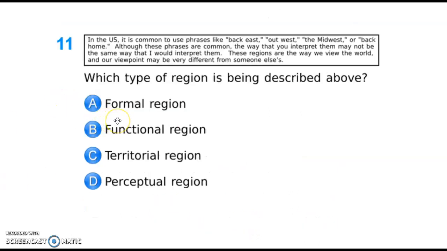Your next question, in the U.S. it is common to use phrases like back east, out west, the Midwest, or back home. All of these phrases are common. The way that you interpret them may not be the same way that I would interpret them. These regions are the way we view the world, and our viewpoint may be different from someone else's. So basically, the way that you interpret them might be different than the way somebody else does. Which type of region is being described above? This would be a perceptual region.